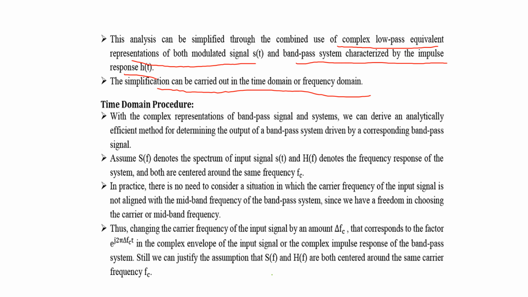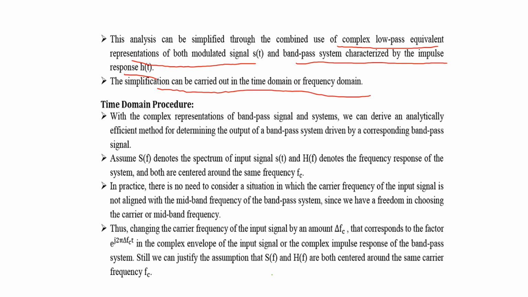What is it in the time domain procedure? With the complex representation of bandpass signal and system, we derive analytically the efficient method for determining the output of the bandpass system driven by the corresponding low pass signal. So our assumption here is that S(f) denotes the spectrum of s(t) and H(f) denotes the spectrum of h(t).